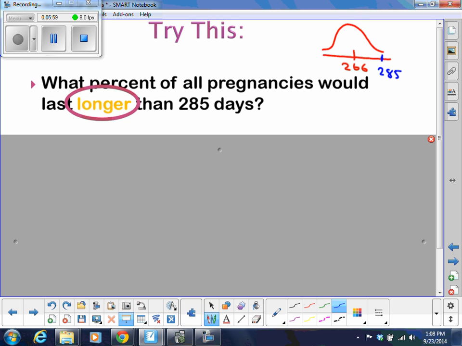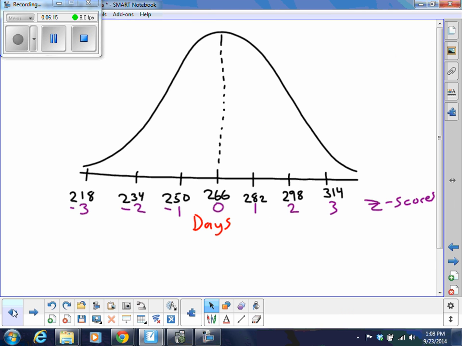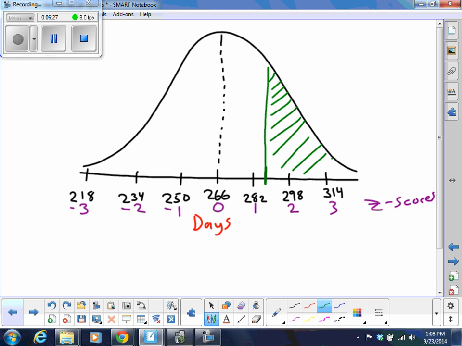And now we're talking about the probability of it lasting longer. So the longer values are the right tail up here. We're not looking to the left here. So the process is going to be fairly similar to get started. If we look at our bigger picture, we'll see again that 285 actually wasn't quite out as far as I thought, but 285 is about there. And in this case, this question is asking for this area. What percentage of them are more than 285 days? So that area is our question.